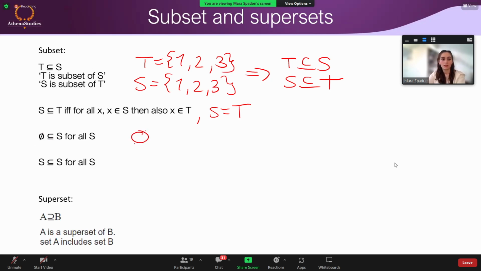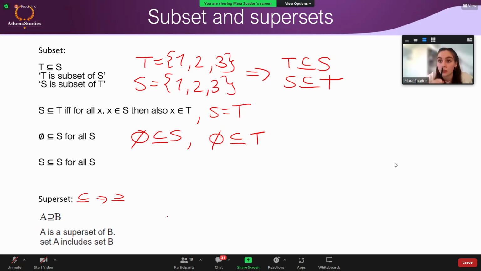So empty set is also a subset of S. Empty set is also a subset of T. Okay. Then we talk about a superset. So it's basically the subset sign, but you flip it around such that it becomes this. We say that A is a superset of B when the set A includes B.